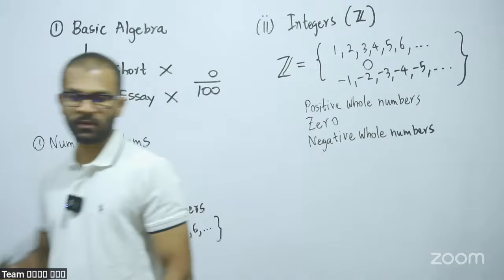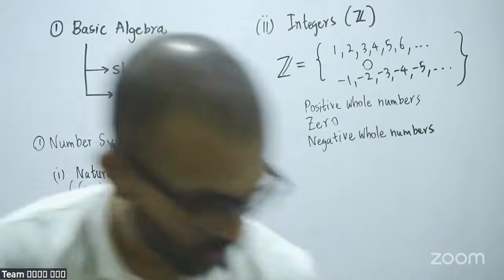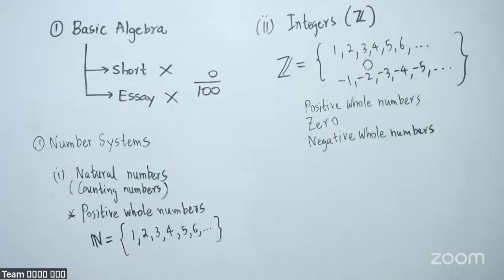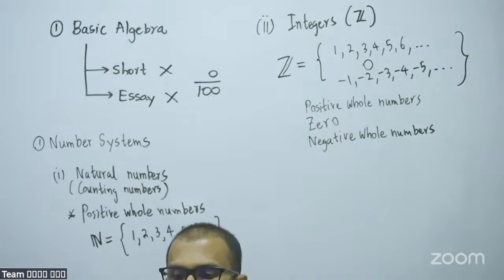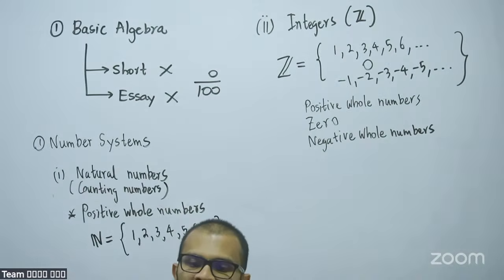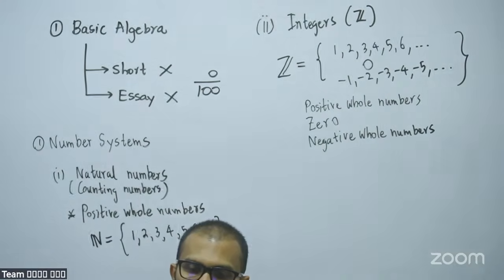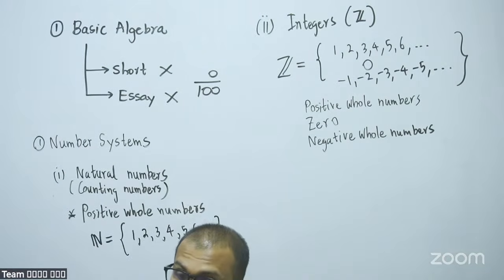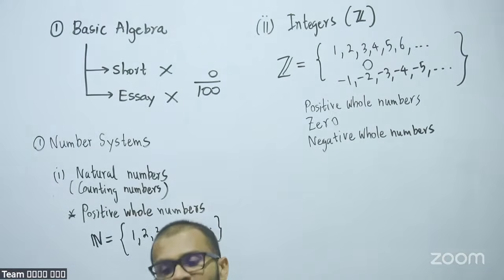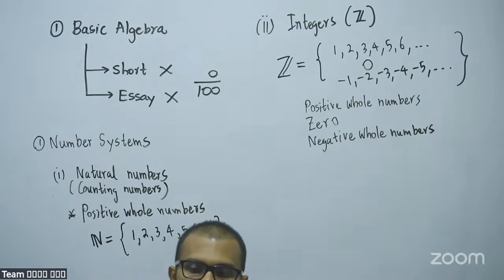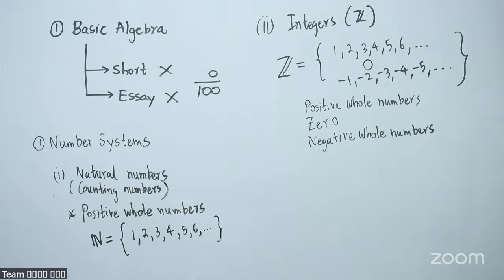Right? So now we know two different number sets. First one is natural numbers. Second one is integers. In the natural number set, we have positive whole numbers. But in the set of integers, we have 0, positive whole numbers, and negative whole numbers. Right? Okay? Make sure you are done with writing.